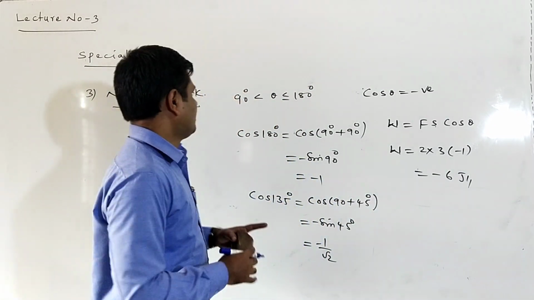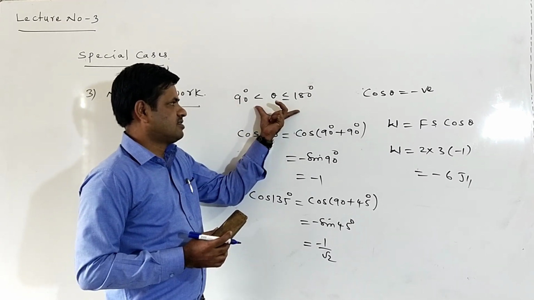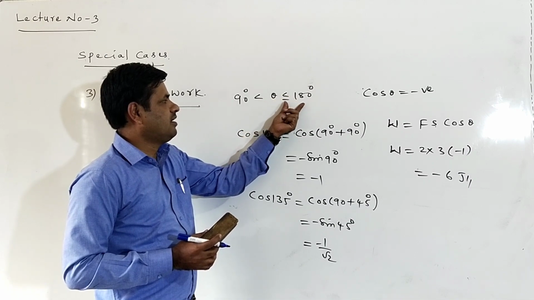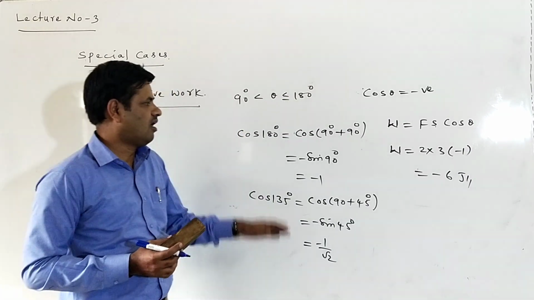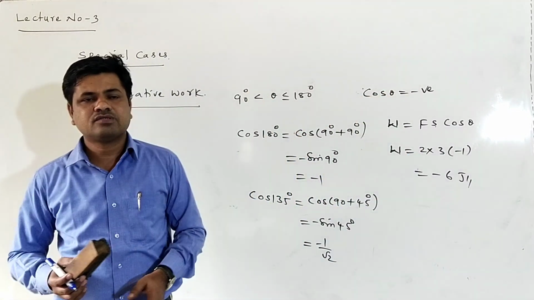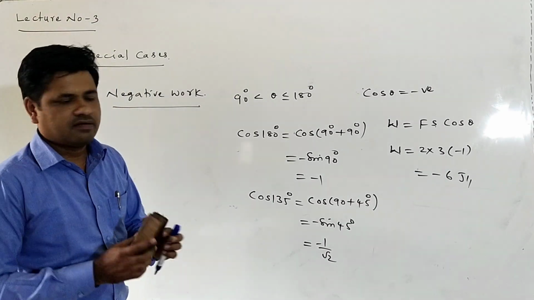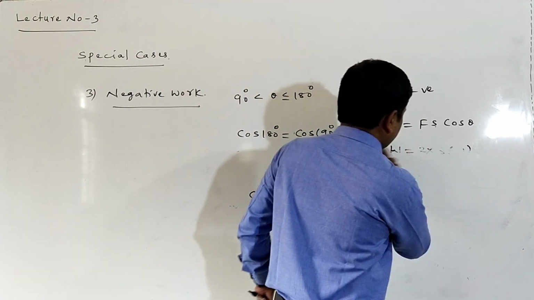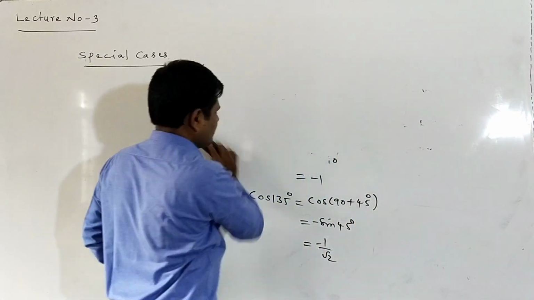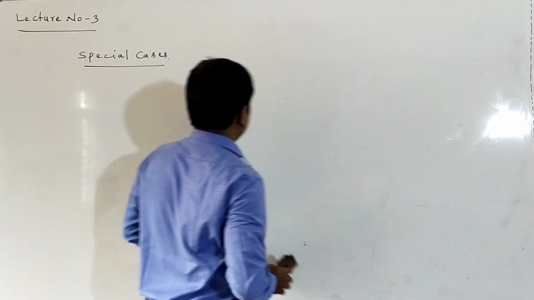So when the theta value lies between 90 and 180 degrees, larger than 90 degrees and up to 180 degrees, in all these cases the cos theta value is negative, so the work done is also negative. That's the reason this is called negative work. Next we will discuss maximum work and minimum work, the other two cases: when the work is maximum and when the work is minimum.